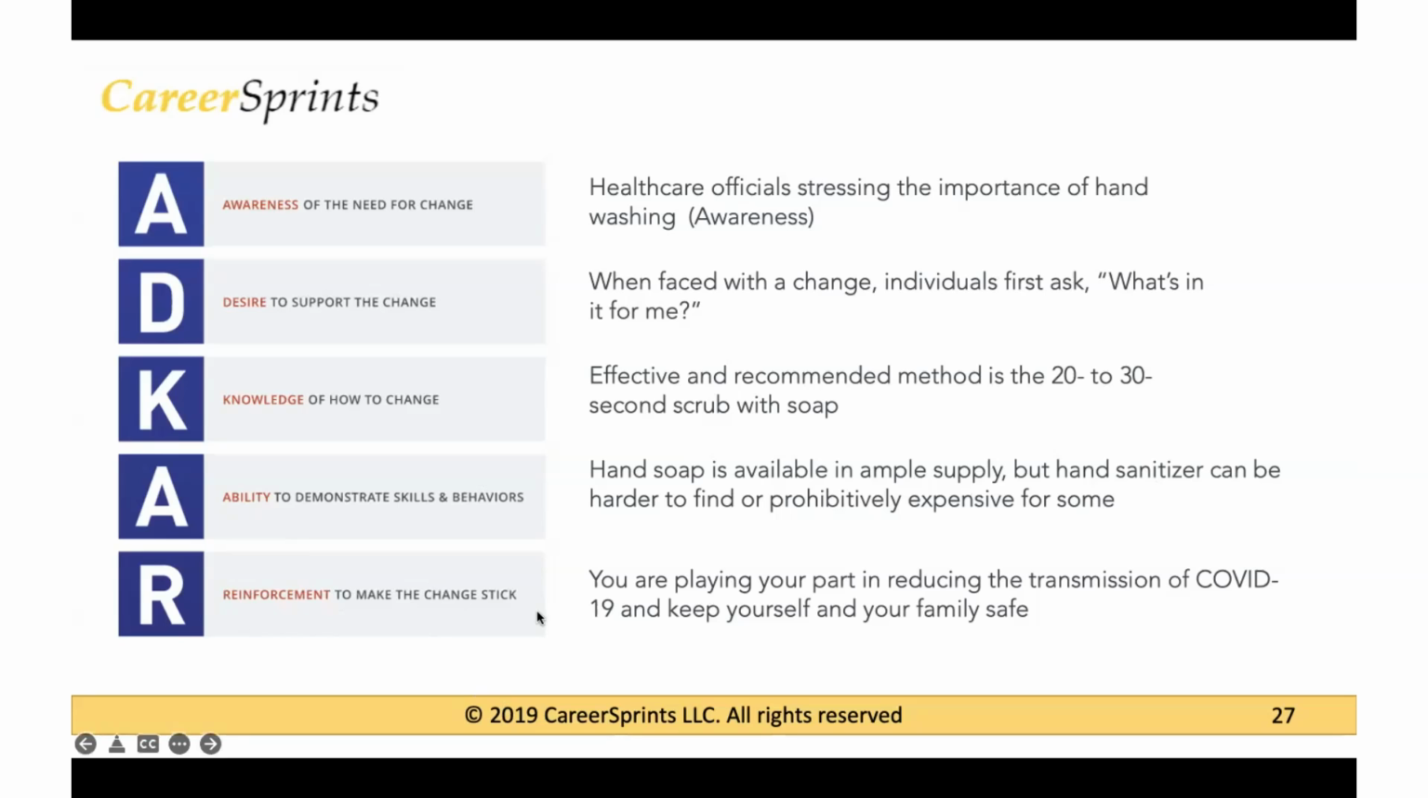And then finally, you have reinforcement. So reinforcement is that you keep communicating to people the reason why they need to wash their hands. By doing that, they are reducing the spread of infection to themselves and to other people as well, including their family members. So that is the ADKAR model. So first you create an awareness, then you create desire, then you provide them with knowledge, then you create ability or you create capabilities to demonstrate those skills and behaviors, and then finally you reinforce the change.